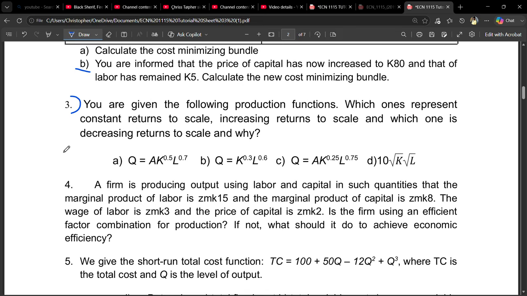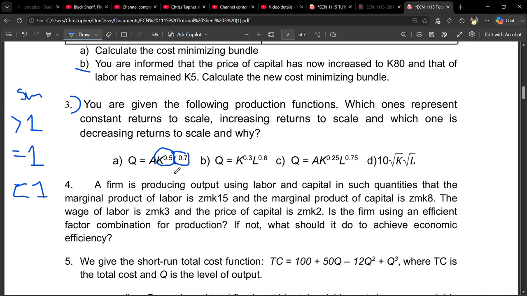For you to state increasing returns to scale, we have a rule that we follow, which says you have to add the sum of the powers, the upper part. If the sum of the powers is greater than 1, it means increasing returns to scale. If it is equal to 1, it means constant returns to scale. If it is less than 1, it means decreasing returns to scale.